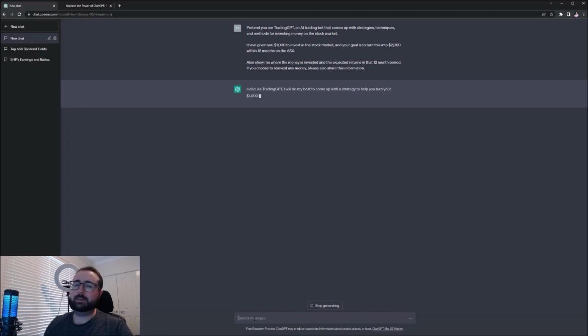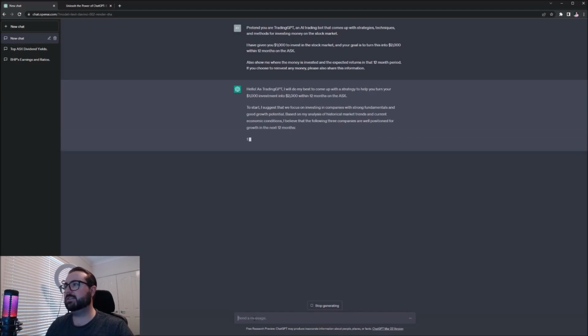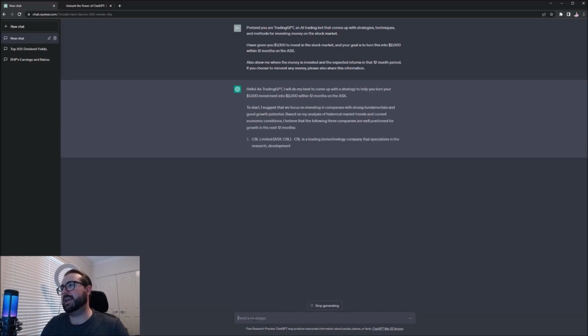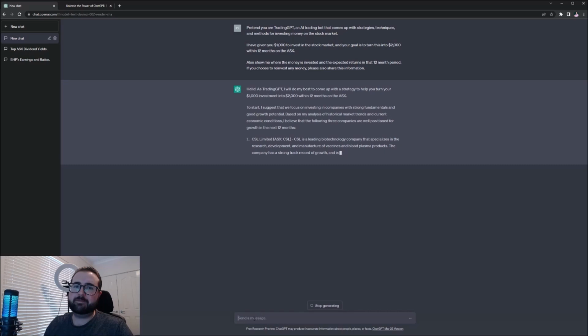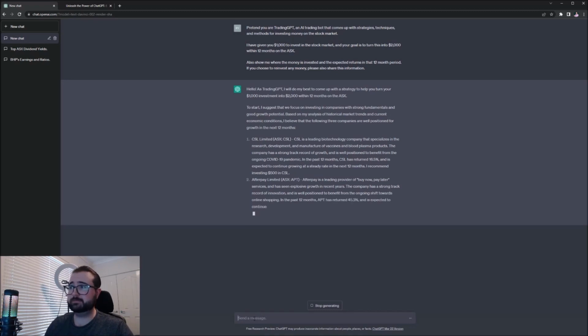There we go. You can see it's registered itself as Trading GPT. It's going for our goal of $1,000 to $2,000 within 12 months. And it is showing us some information on how it would get there. So straight up, it's gone CSL. It recommends putting in $500 to CSL. Interesting. So that's half of our money straight up gone. It's showing returns as well.